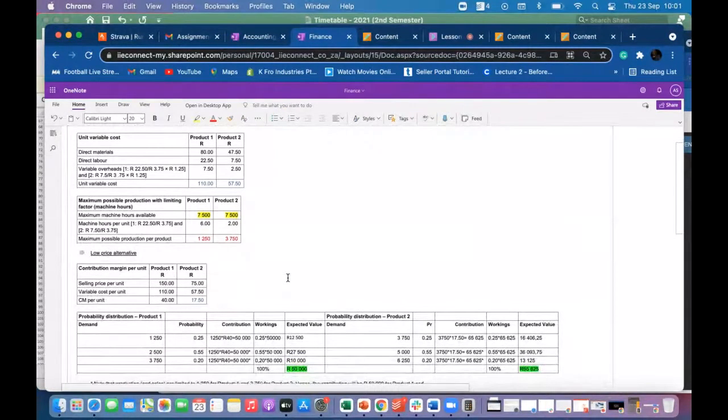So obviously to calculate the probability distribution, what you want to do is work out the unit variable cost per product, and then after you've done that, you work out the maximum possible production with limiting factors, okay?